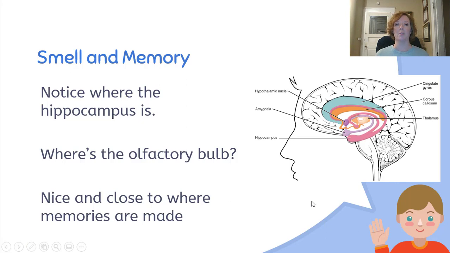Okay. Where is the hippocampus in relationship to the olfactory bulb? They're nice and close to each other. So basically, our sense of smell is intimately connected to where memories are made, which is why certain smells are sometimes associated with people that we love. There's a certain perfume that my mom used to wear that always reminds me of her. It's very, very heady with memories. And this is because my olfactory bulb is very close to my hippocampus where memories are made, which is why there is such a strong connection between smell and memory.